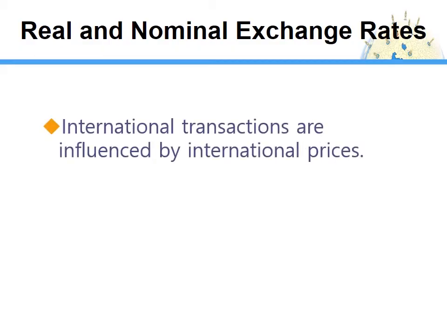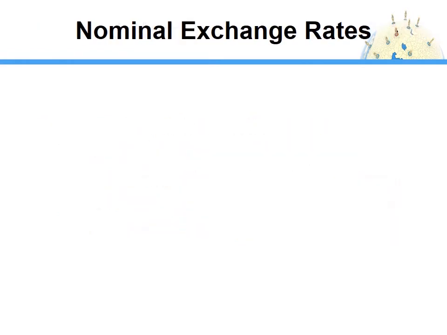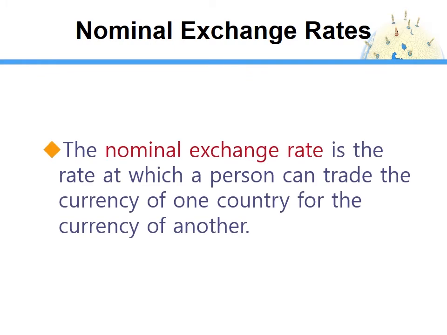Real and nominal exchange rates. International transactions are influenced by international prices. The two most important international prices are the nominal exchange rate and the real exchange rate. The first one is nominal exchange rates. The nominal exchange rate is the rate at which a person can trade the currency of one country for the currency of another country.